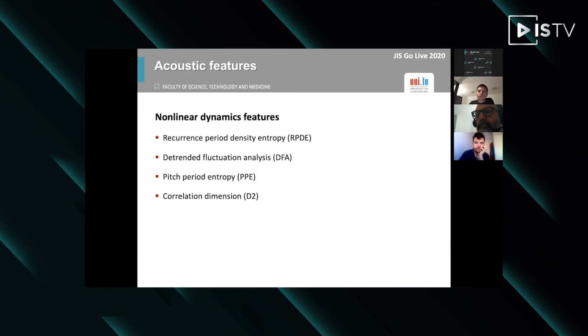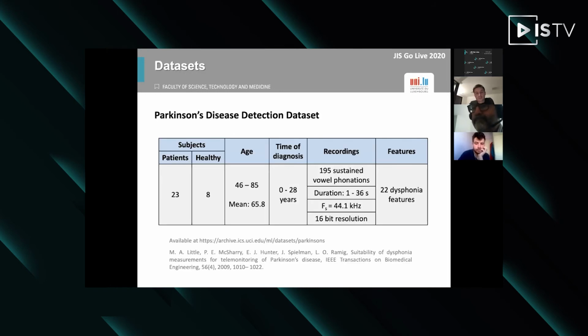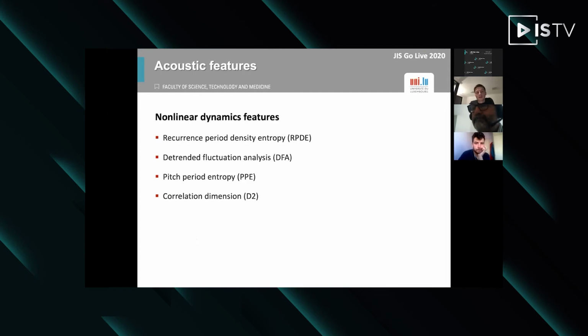And various nonlinear dynamics features. In general, these are the different nonlinear dynamics features that can be used to assess the nonlinear phenomena during the production of the speech signal.